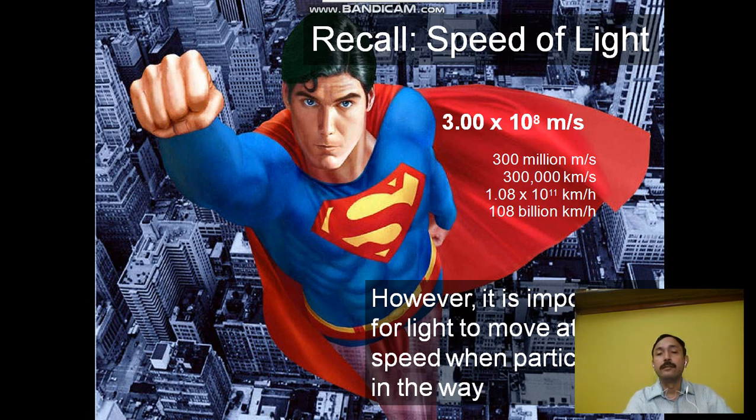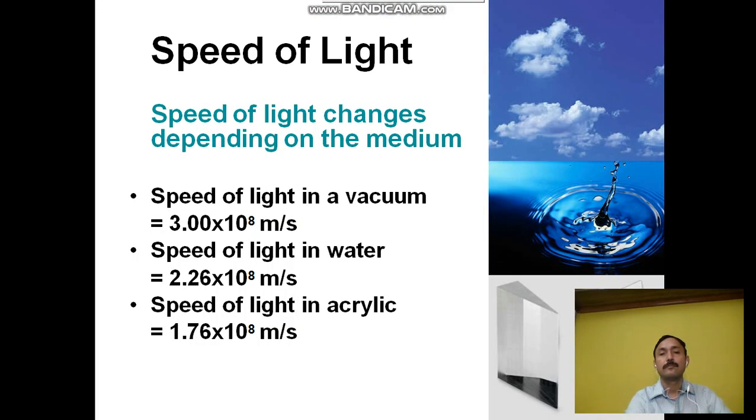However, it is impossible for light to move at this speed when particles get in the way. Suppose it is moving through the glass plate or some transparent media, its velocity decreases. Then it is impossible to move with the speed of 3 into 10 to the power 8 meter per second. Speed of light changes depending on the medium. Already we have discussed this, a few data that we have shared.